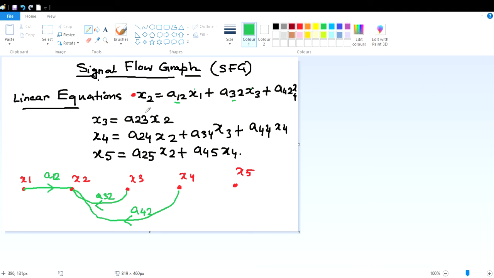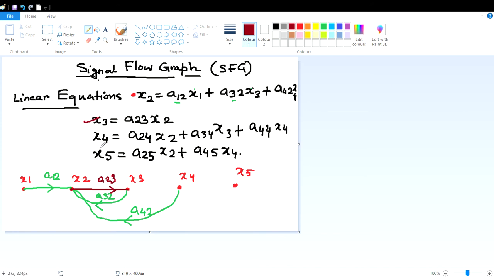Okay, so now we have drawn the first part. The next is x3. What is x3? It is only involving node x2, and this is from node 2 to node 3. So what is the path gain? The path gain is A23. Okay, so we have done this also.